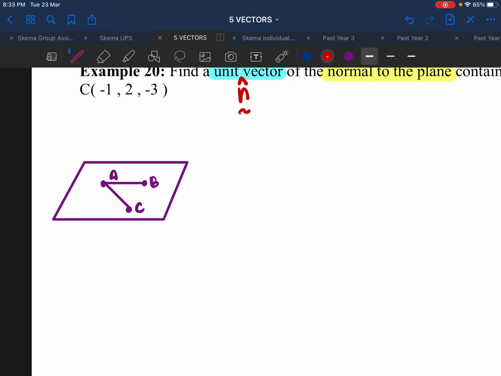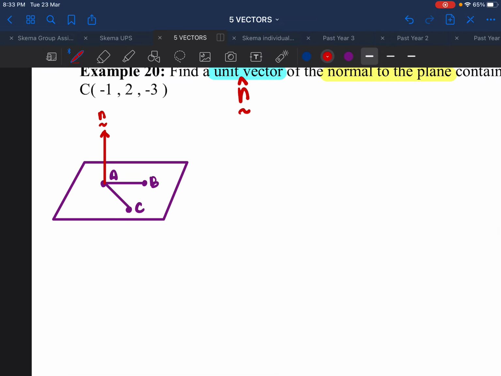So, normal to the plane. Normal to the plane tu dia mesti perpendicular. So, kamu bayangkan kertas A4 kamu duduk perpendicular dekat lantai. Maksudnya duduk dekat atas meja kamu. Perpendicular maksudnya dia akan tegak lah 90 degree. So, kita ada 90 degree. Ini normal to the plane kamu. Okay. So, ini normal kita. So, untuk cari normal ni, kita kena crosskan dua benda, kena crosskan dua vektor.